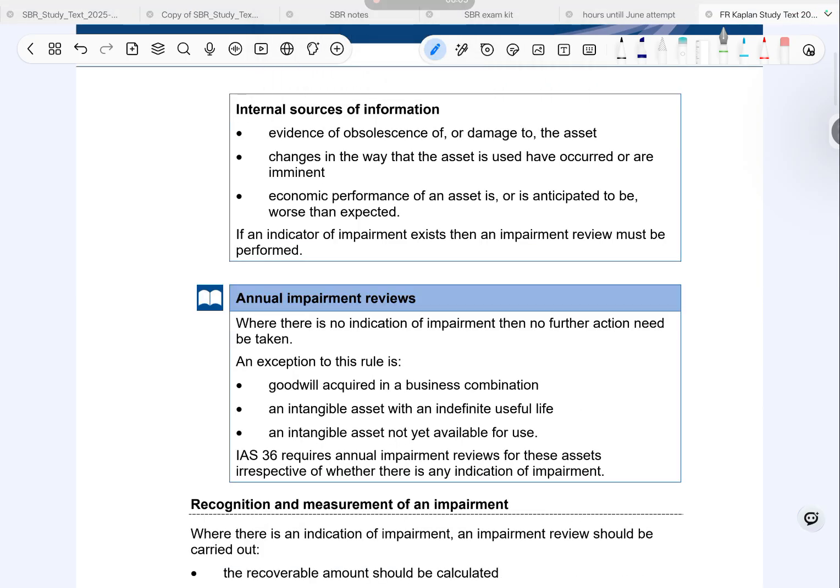Okay, so let's now discuss the internal sources of information for impairment. The evidence of obsolescence or damage to the asset. Obviously, if there has been any external or internal damage to the asset and it doesn't function like before, that's an indicator of impairment. Changes in the way that the asset is used have occurred or are imminent. First you used to use that machinery for everything, but right now you have different machineries for different parts of a process. So that also is an indicator. Economic performance of an asset is anticipated to be worse than expected. You are expecting that in future this asset is not going to be in use like you are using it right now. So that is also an indicator.